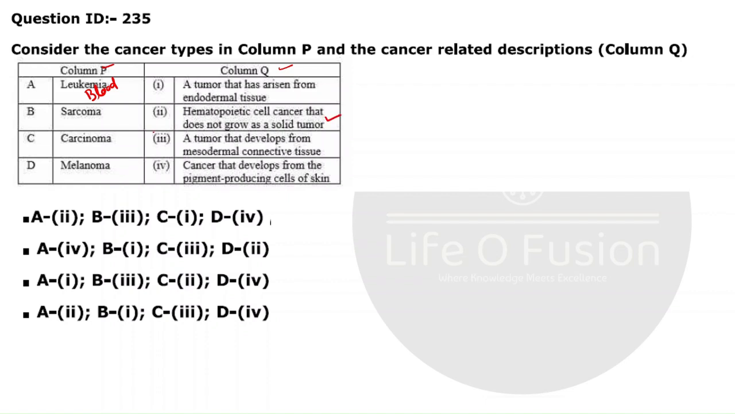So this is A. Sarcoma, cancer in muscles. See here option 3, a tumor that develops from mesodermal connective tissue, found in muscles. So option 3 for B. Carcinoma, normal cancer having a tumor that has arisen from endodermal tissue. C. Melanoma, melanin pigment cancer that develops from the pigment-producing cells of the skin. This is D. So A2, B3, C1 and D4. This is the correct answer.